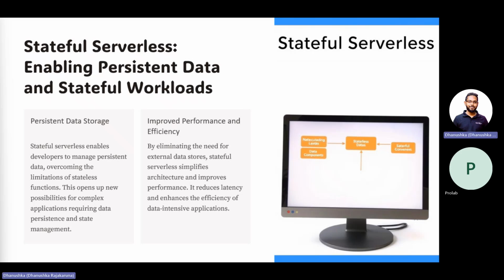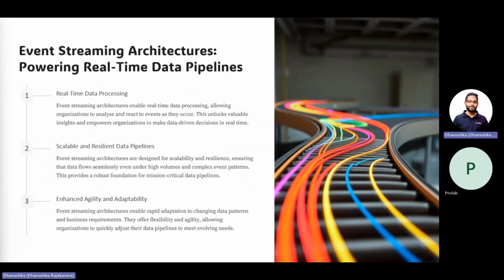So next we will talk about event streaming architectures. Event streaming architectures enable organizations to capture, process and analyze a stream of real-time data from various sources, delivering actionable insight and driving responsive applications. These architectures have become a cornerstone for building modern reactive systems.